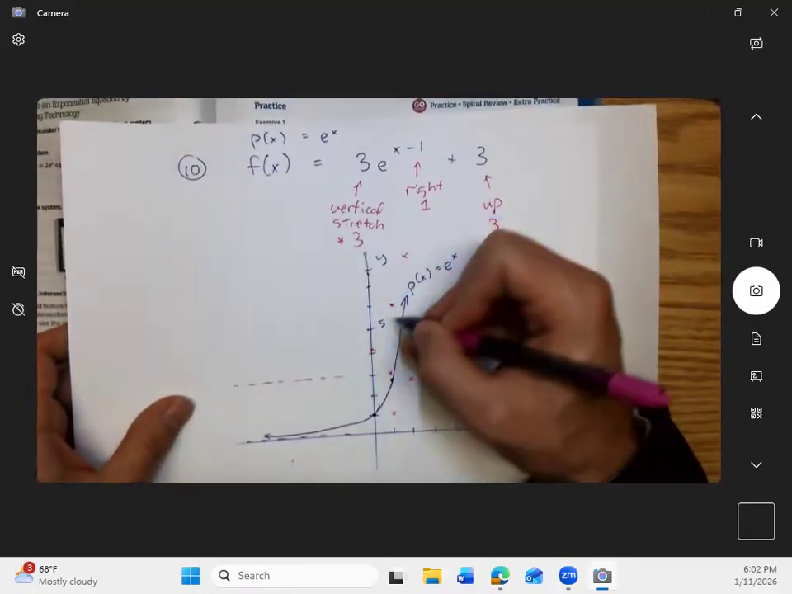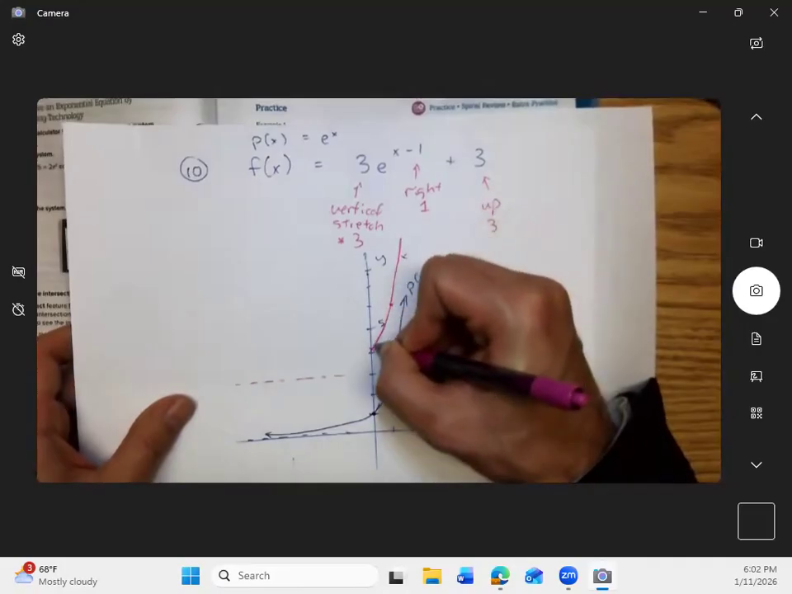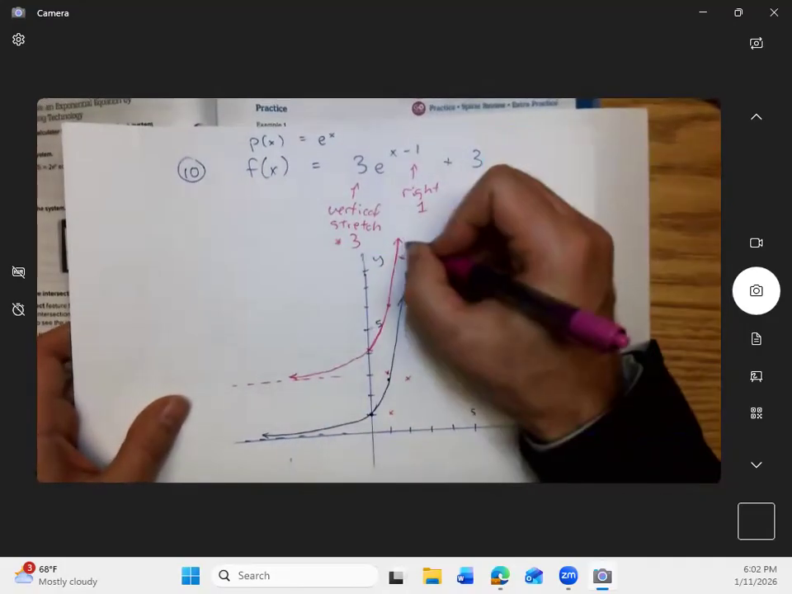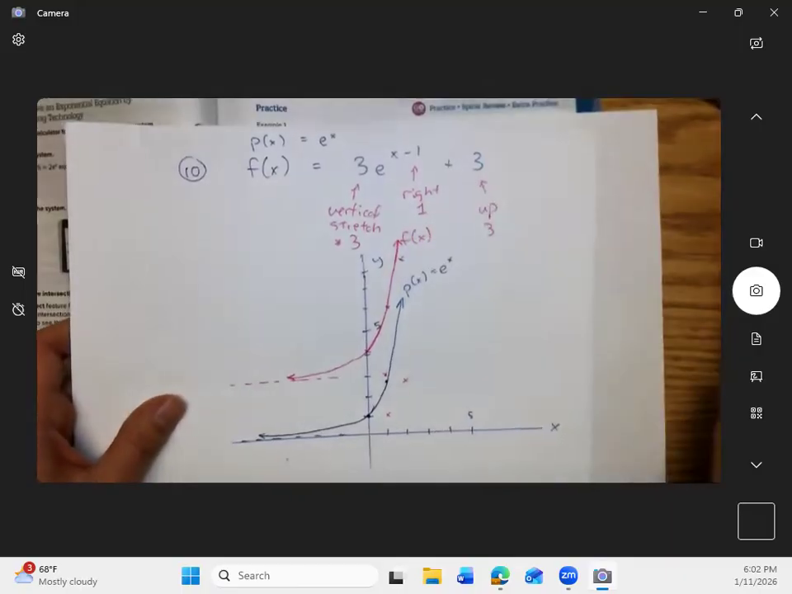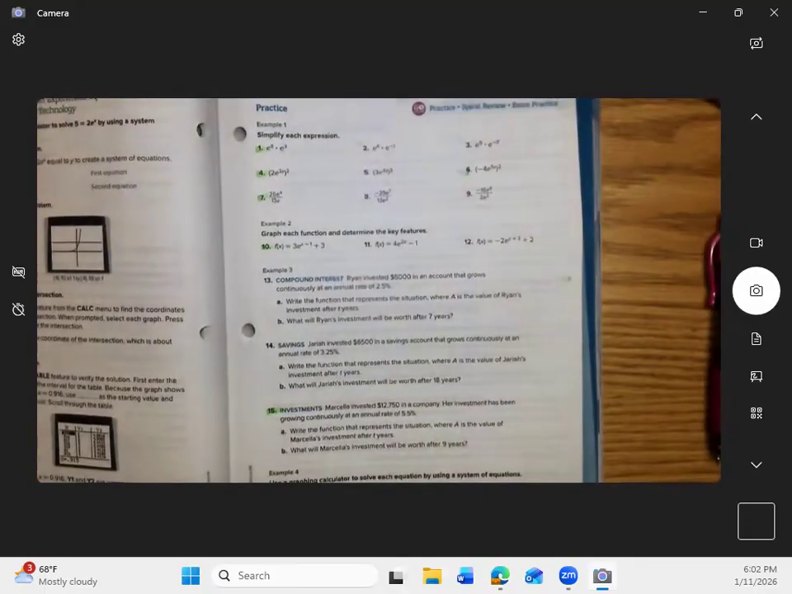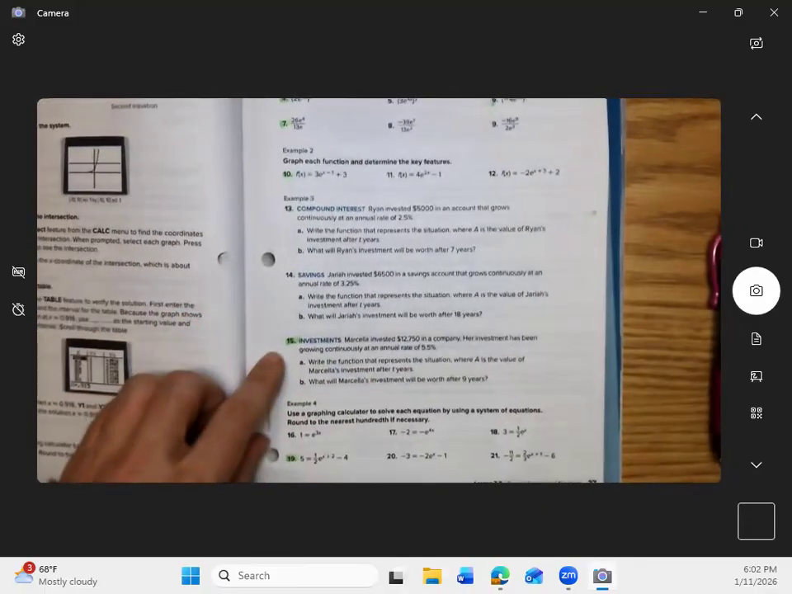Okay, so yeah, string that together. Going to go like this. Right, and there you go. There's your f of x. Boom. Done. Of course, you could confirm that on Desmos. That's just what it would look like there.